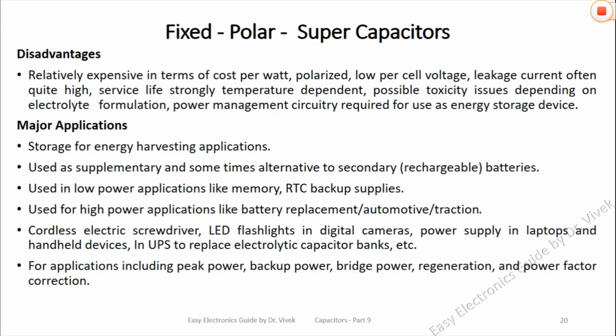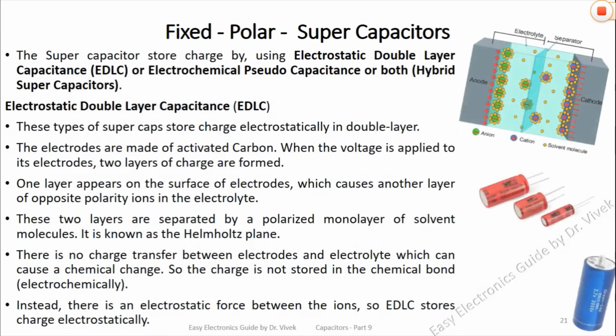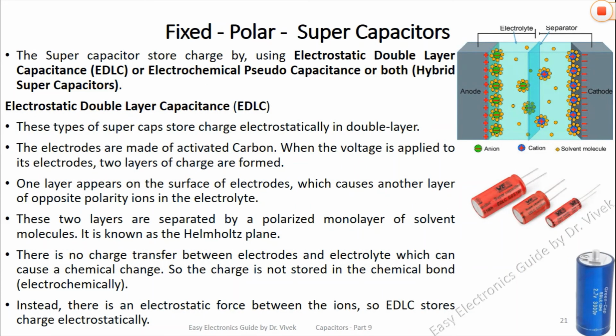The supercapacitors store charge using electrostatic double layer capacitance or electrochemical pseudocapacitance or both. Electrostatic double layer capacitance types of supercapacitors store charge electrostatically in a double layer. The electrodes are made of activated carbon. When the voltage is applied to its electrodes, two layers of charges are formed.